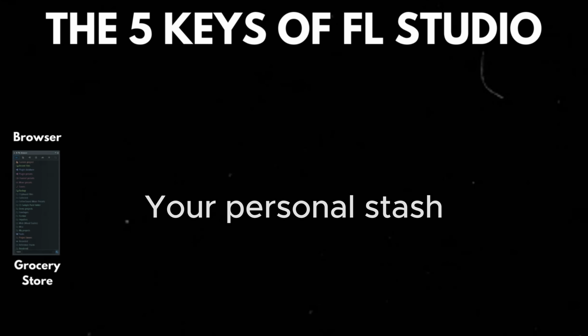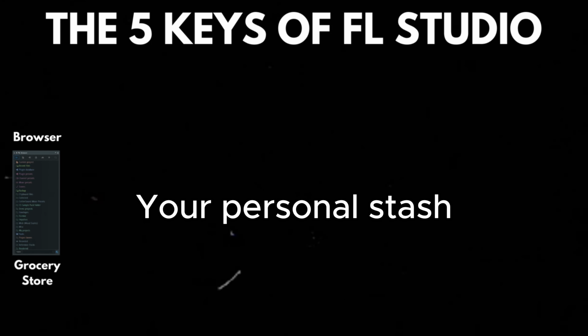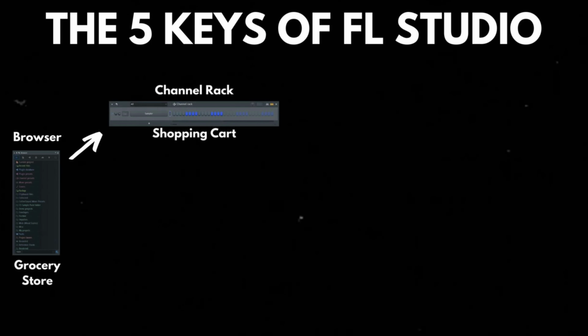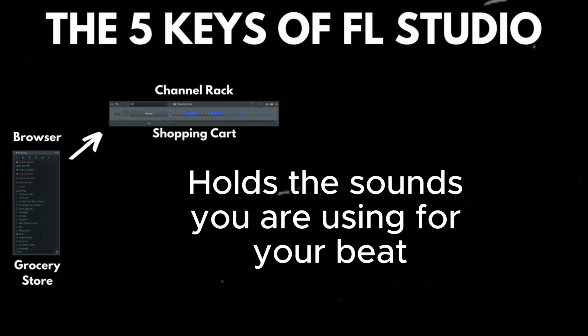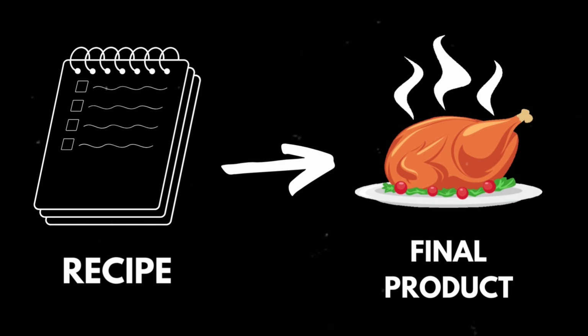Okay, so let's review. The browser is our grocery store. This is where we keep all of our sounds. The channel rack is our shopping cart. This keeps the sounds that we want to use to make a beat. Now we need a recipe so that we know what kind of food we're making.